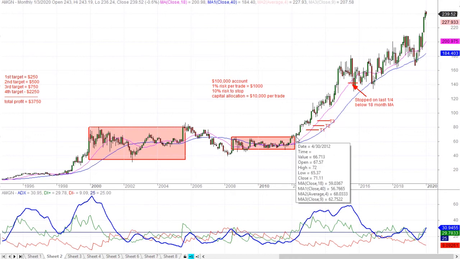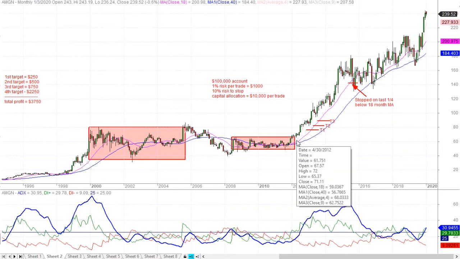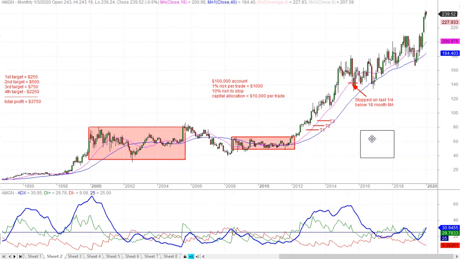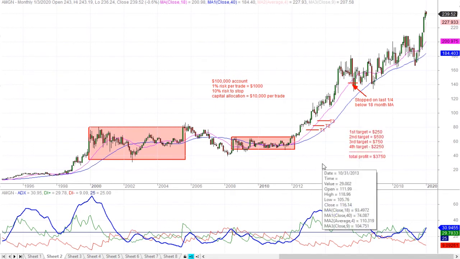And what I'm going to do here, I'm going to have my stop in place 10% below, and I'm going to have my $1,000 of risk out there. And then, just as a way to show you how you can manage risk as well as manage a winning trade in a consistent manner. This is just an example.